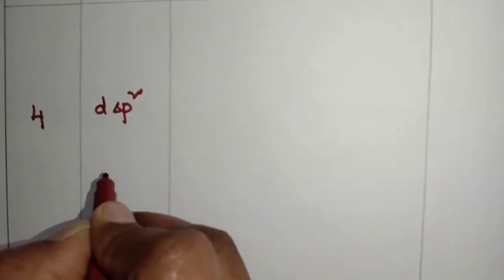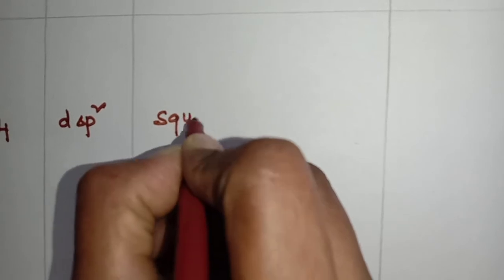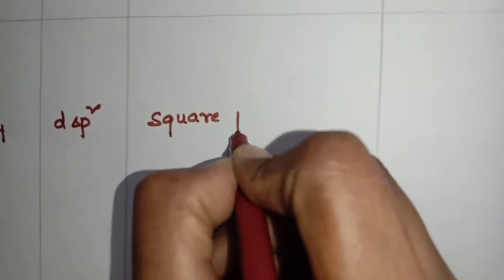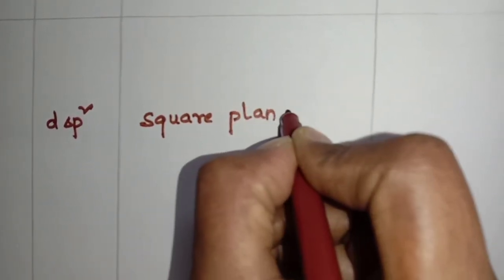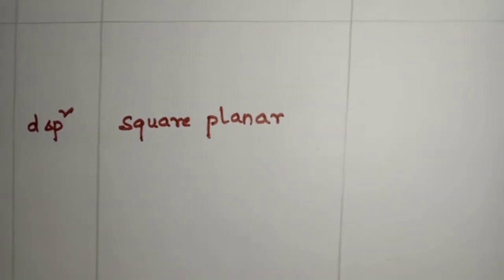And when the coordination number is 4, I told you the shape of the complex might be tetrahedral or square planar. So there is one more option when the coordination number is 4. Hybridization will be dsp2, students. When the hybridization is dsp2, the shape of the complex will be square planar.